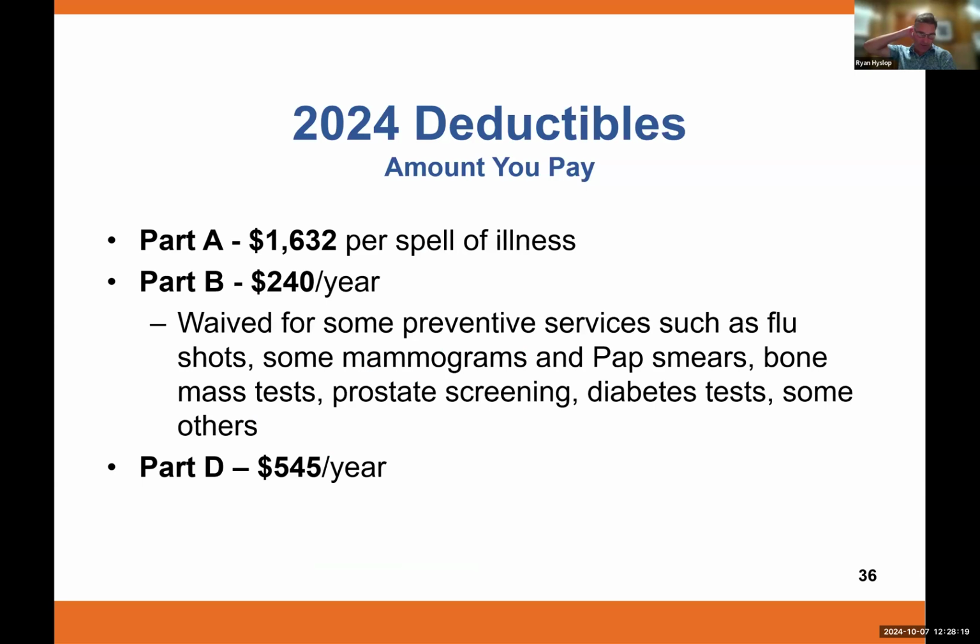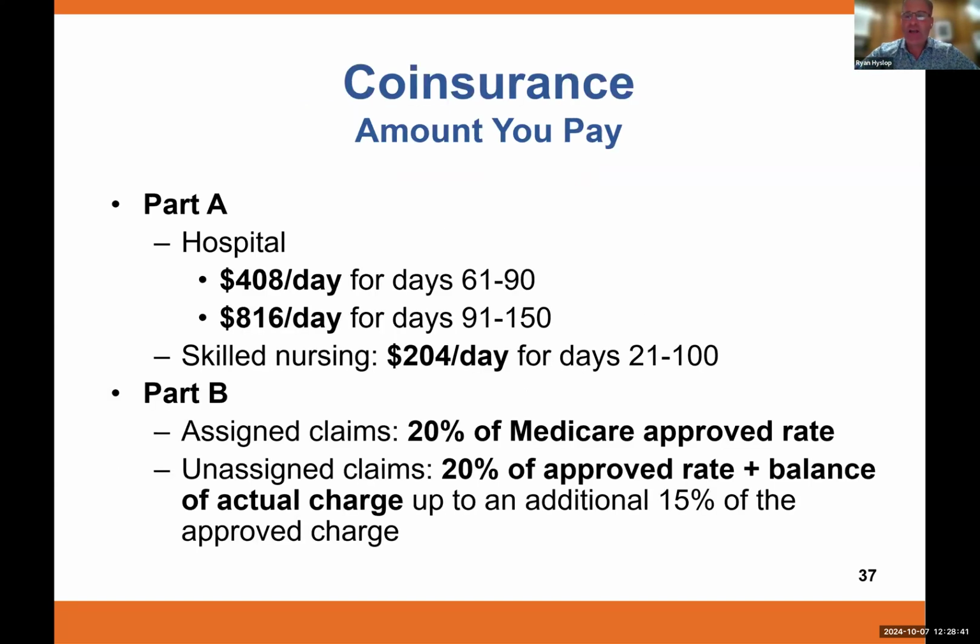All right, moving along. 2024 deductibles. This is the amount you'll pay in deductibles. And of course, this is what we get a Medicare Advantage plan for, or a Medigap plan, is to help us with these deductibles. Part A, $1,632 per spell of illness. Part B, $240 a year. That's waived for some preventative services. Part D, $554 a year. And then we have coinsurance. So we have premiums, we have deductibles, and now coinsurance.